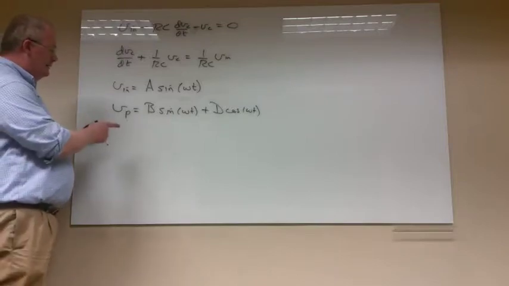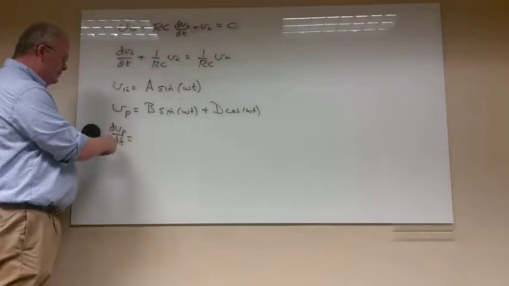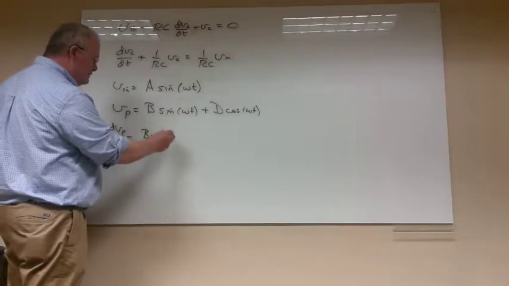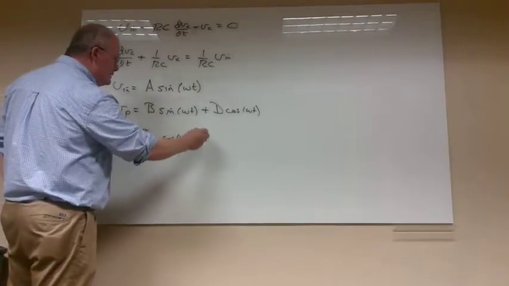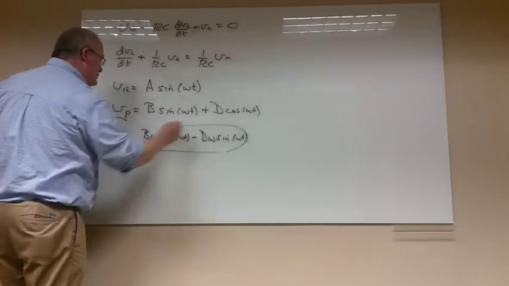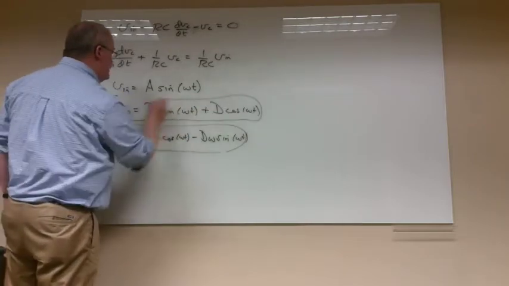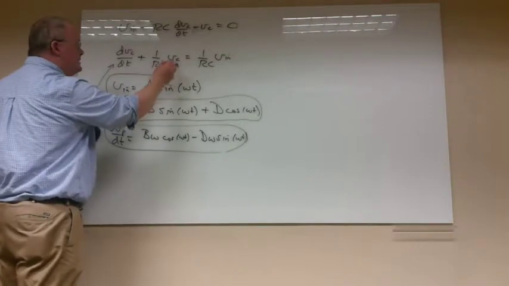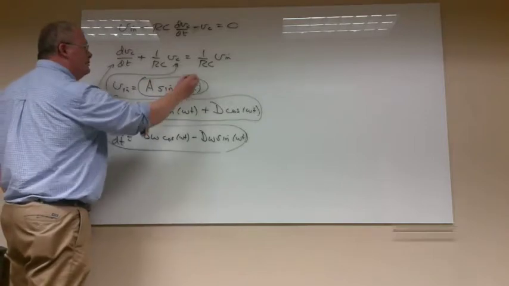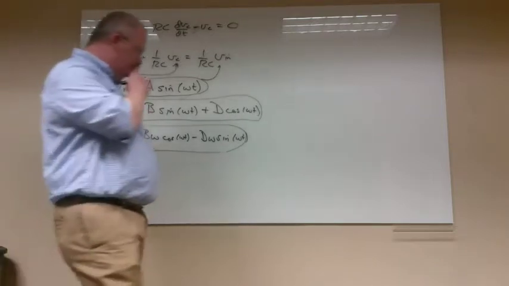Now, if I do that and take the derivative, dV_p/dt, the derivative of the particular solution, is pretty obviously going to be equal to B omega cosine of omega t minus D omega sine of omega t. And so now I take this expression and plug it in for dV/dt, I take this expression and plug it in for V_C, and I don't forget that I'm multiplying everything by 1 over RC. And for that matter, I take this expression, the input voltage, and plug it in there, and again, I don't forget that I have a 1 over RC. So if I do that, then what do I get?